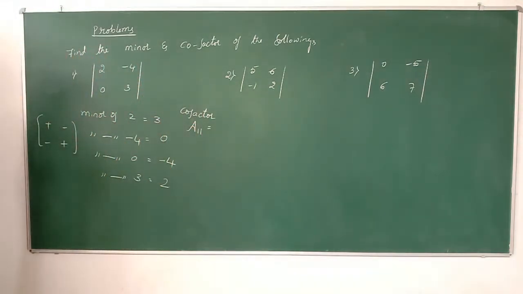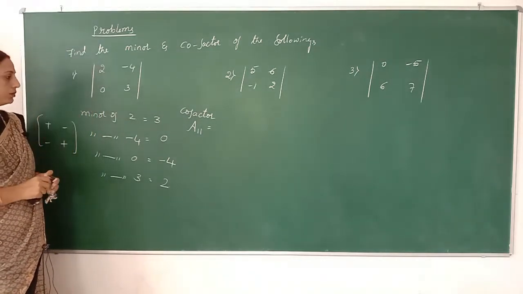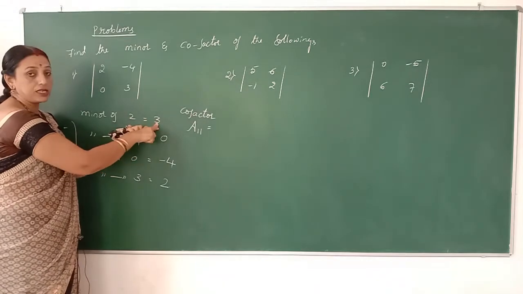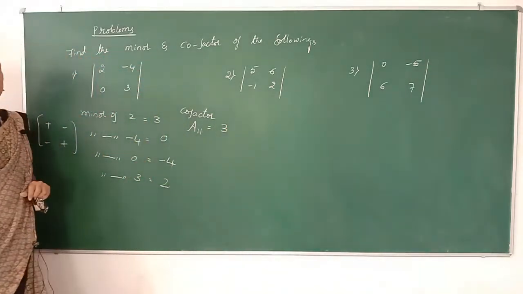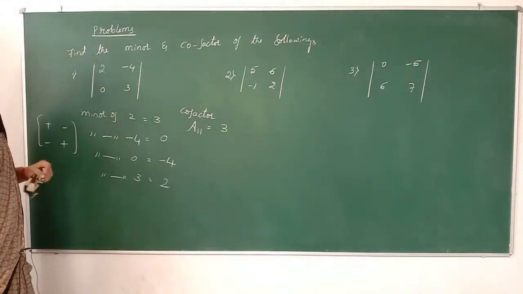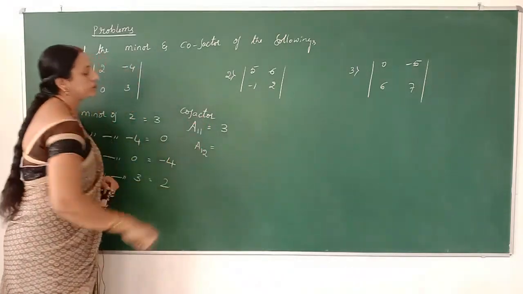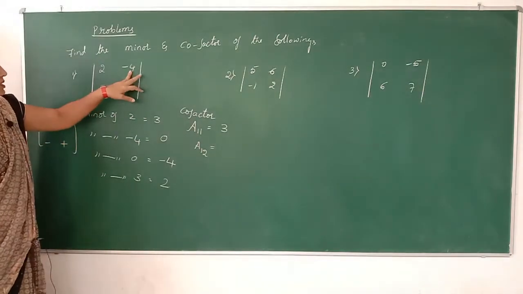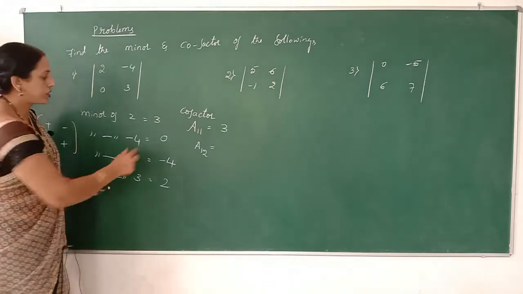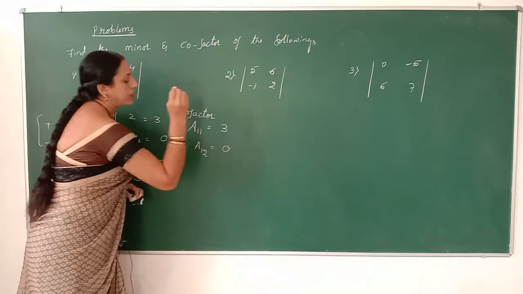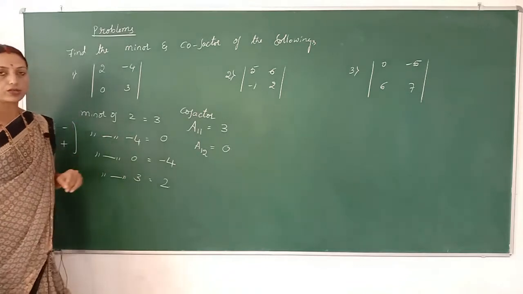So capital A11 means cofactor of the first element of first row and first column. The minor of that element is 3. 3 is multiplied with plus, that is also nothing but 3. That is called as cofactor of first element. Similarly, cofactor of minus 4 is denoted by A12. A12 is an element of the first row, second column. The sign of that position is minus. Therefore, such an element is multiplied by minus, but 0 multiplied by minus can be written as 0. Therefore, A12 is equal to 0.